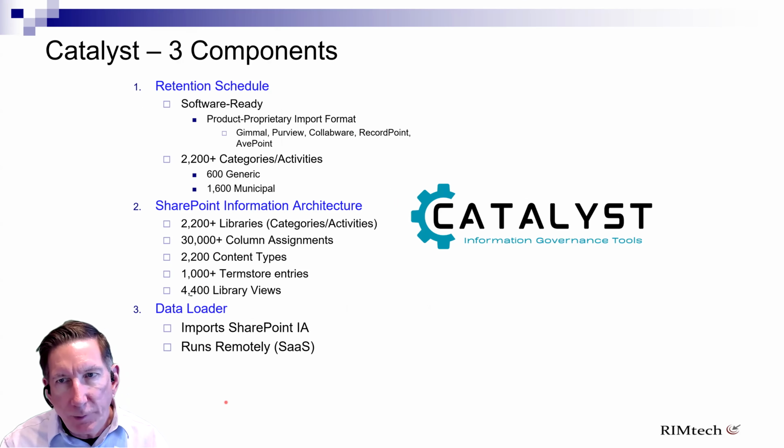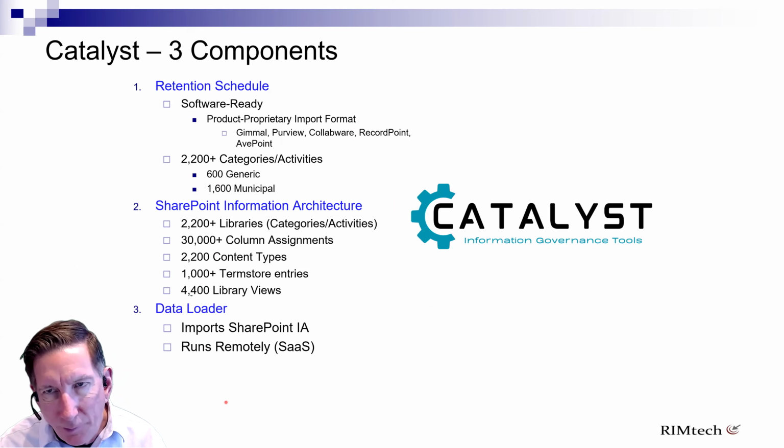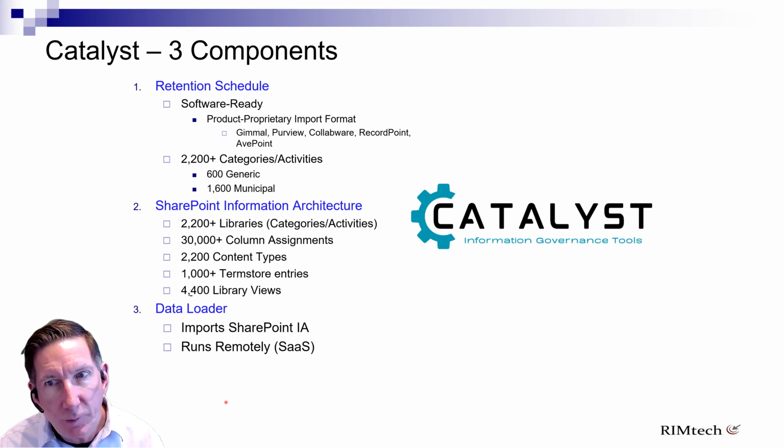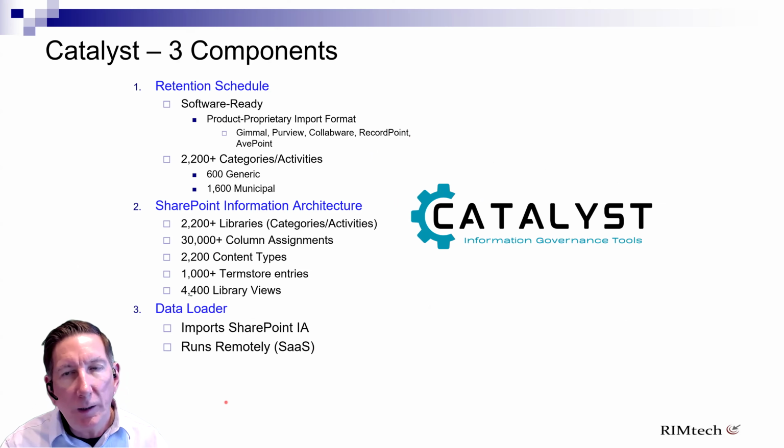We call it Catalyst. There are 3 components. There's a retention schedule with 2,200 categories in it. Each category has 14 metadata fields already ready to go. That constitutes a SharePoint IA out of the box, okay? It is literally out of the box for municipalities. For non-municipalities, not all 2,200 will be applicable, but many will.